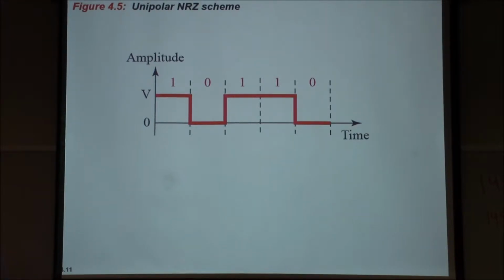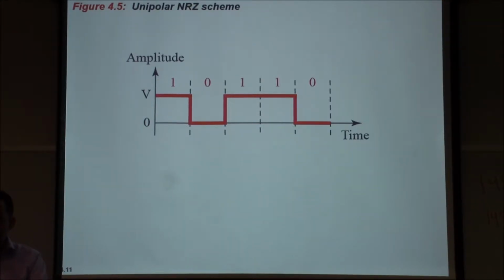So the unipolar or non-return to zero scheme is called unipolar. Why? Because it is only on one side of the time axis, right? Only on one side. So that's why we call it unipolar. So how does unipolar work? Unipolar works as follows. For 1, we will have a positive voltage, for example, as you can see here. For 0, we have absence of voltage. That is how basic it is.